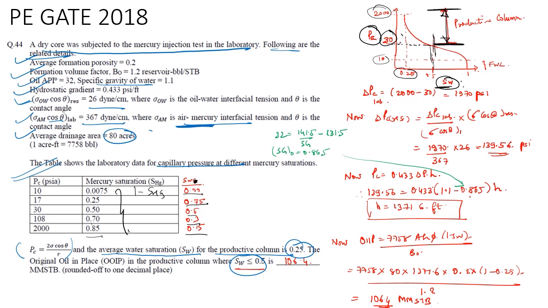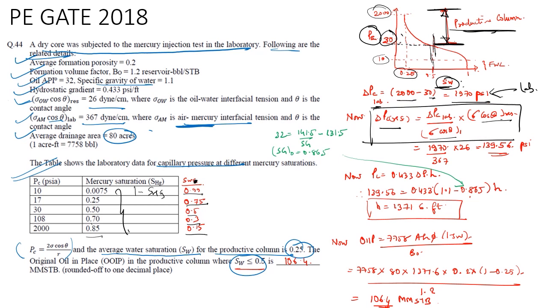Now my delta PC at laboratory condition will give me the productive column. Since my productive column is between these points, my difference in capillary pressure will be 2000 minus 30, so 1970 psi. But this pressure I have obtained at lab conditions. Now I want to find out what the capillary pressure would be at the reservoir condition. For that I know the formula: delta P reservoir equals delta P lab into sigma cos theta reservoir divided by sigma cos theta lab. This is the formula that I will be using.